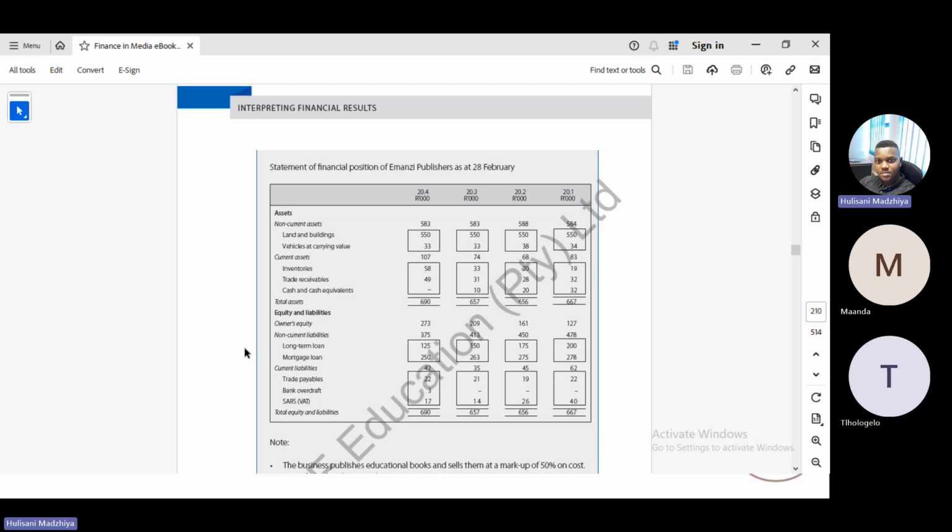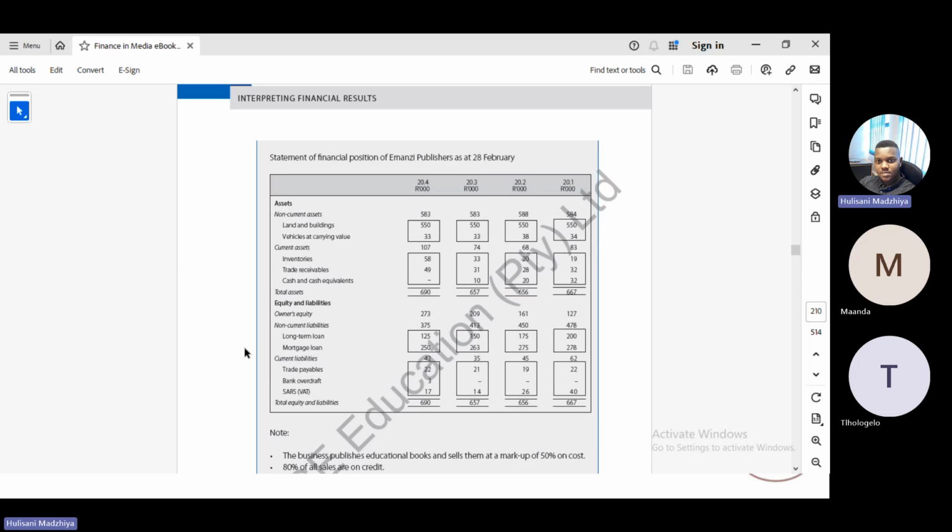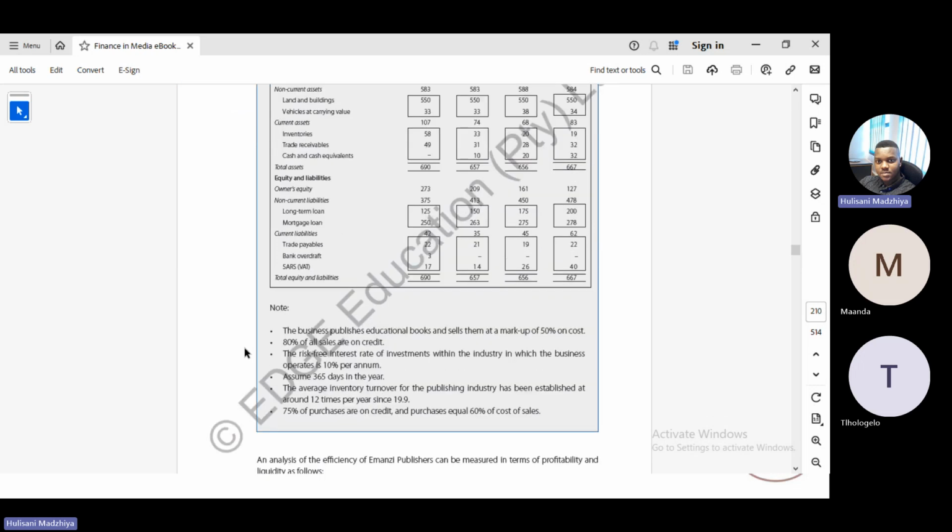So you are required to prepare those three ratios. And here it also talks about the business publishes educational books, sells them at a markup of 50% on cost. 80% of sales are on credit. So this information is just an indication for you to be able to comment on, or identify, what could be the cost behind the increase and decrease in revenue over the years, and what could be the possibilities. This is the information that gives you insight into the changes in those percentages.